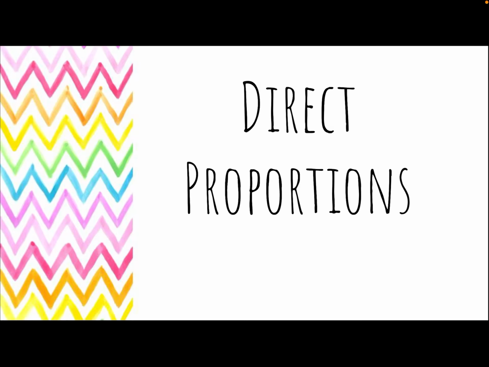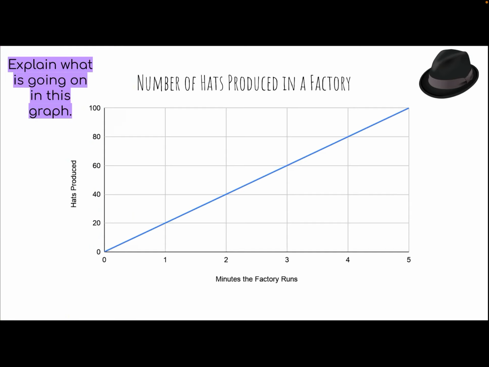This is lesson 8-4C from the Algebra Readiness textbook. Our learning target today is to learn about direct proportions. We're going to learn how to identify a direct proportion and how to write an equation for a directly proportional relationship. First, we're going to try to explain what is going on in this graph.